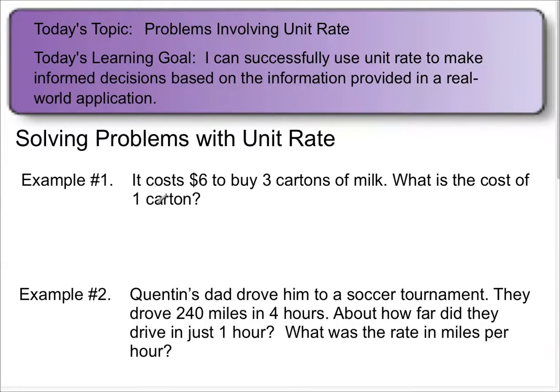So the first example says it costs $6 to buy 3 cartons of milk. So what's our rate here? Before we even do a unit rate, here's our rate. It's $6 per 3 cartons. That's what we've been given, $6 per 3 cartons of milk. What is the cost of 1 carton? Well, we want to turn this bottom into 1, so we're going to just do the division. 6 divided by 3 is going to tell us how much money it is for 1 carton. So 6 divided by 3 is actually 2. Not going to pull out the handy dandy calculator for that one. $2 per carton. So if we pay 6 for 3, we're paying $2 for 1.